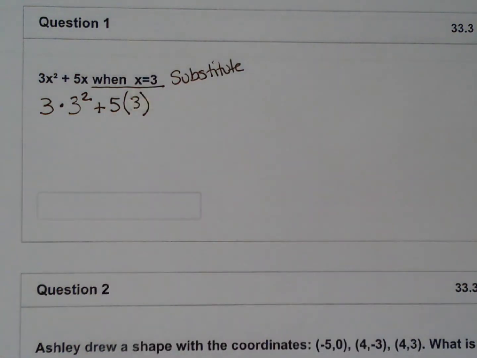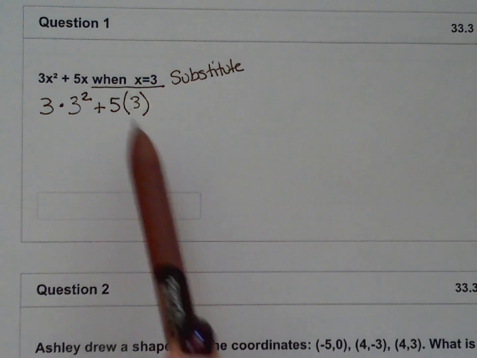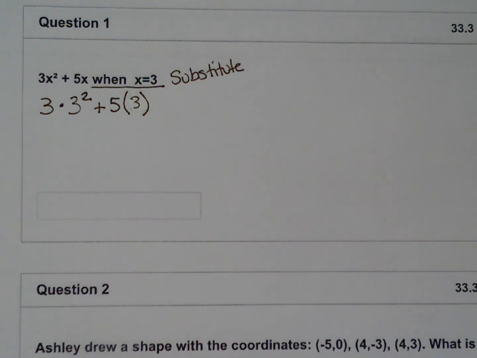All right, now I'm going to follow order of operations. So order of operations says that you should do parentheses first. But when I look at my parentheses, I just have a single number in there. There's nothing to do to it, so I'm just going to pass on by. The next step would be exponents.